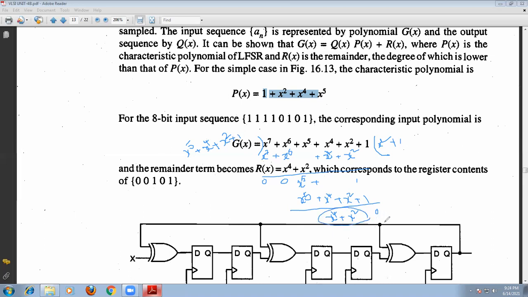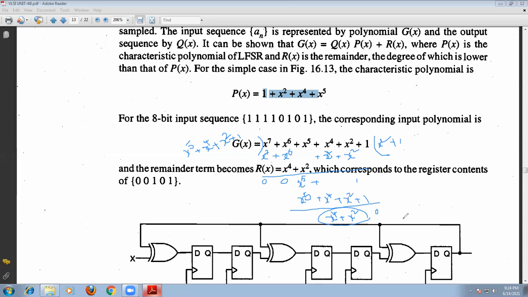So we get the remainder R of x equal to x to the power of 4 plus x square. This remainder can be considered as the register content, and this can be considered as the signature of the circuit. This can be written as 0, 0, 1, 0, 1. So this is the remainder.